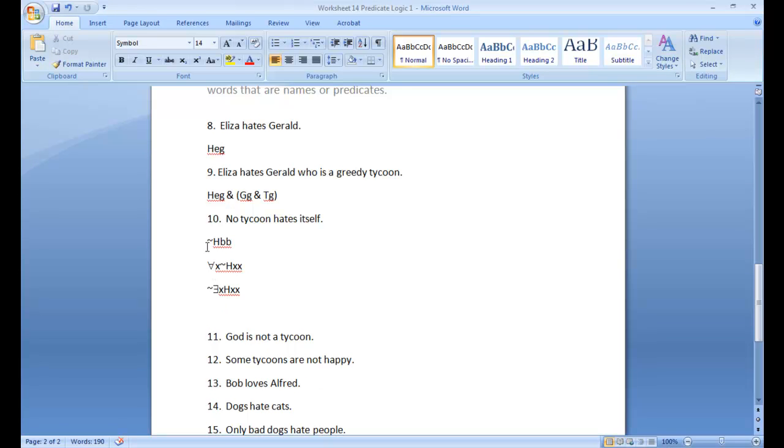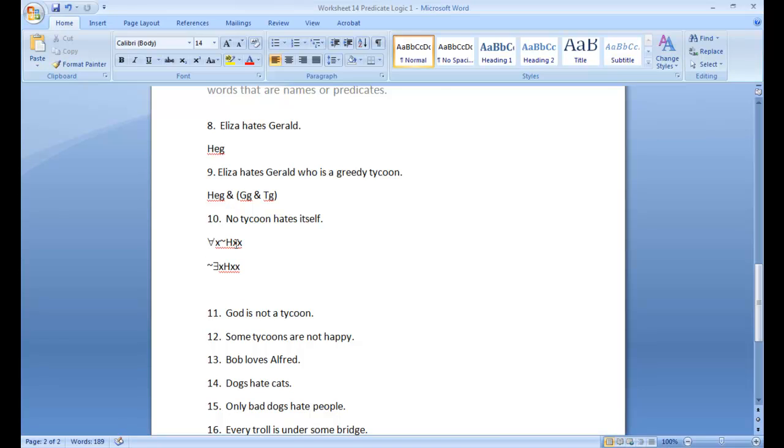Let's just get rid of these for now. Make it clear that those are the logically equivalent expressions. Okay, God is not a tycoon. Well, God here is being used as a name. This doesn't say gods, which would be a property, are not tycoons, but God is not a tycoon. So as soon as you recognize that, this would say God is a tycoon, and this would say God is not a tycoon.